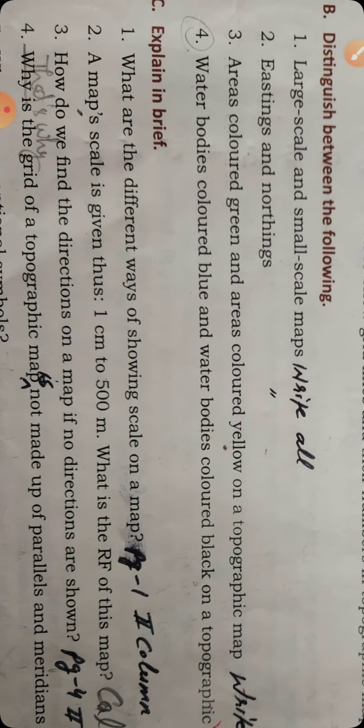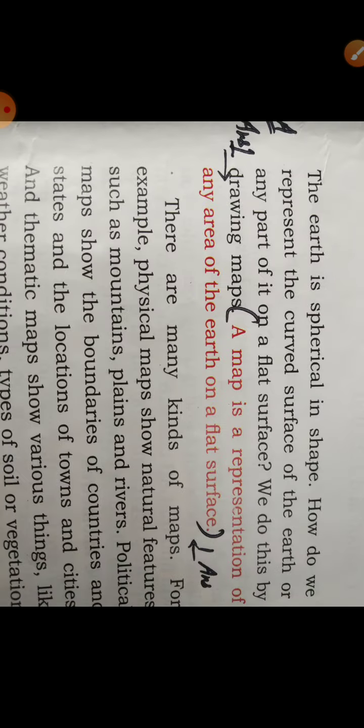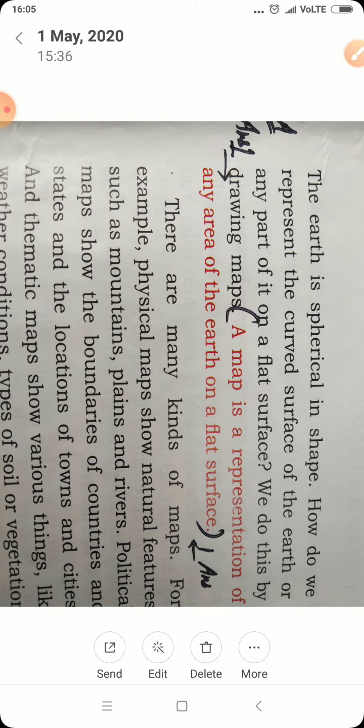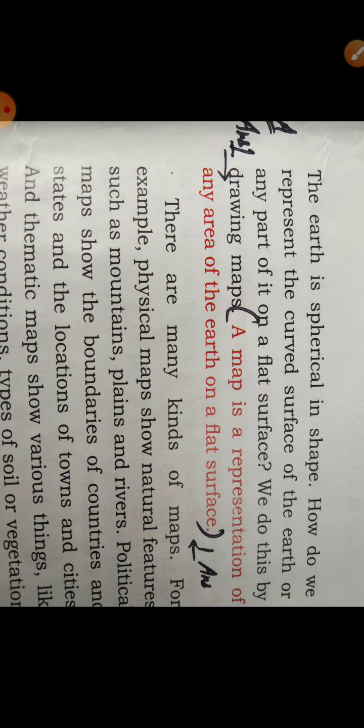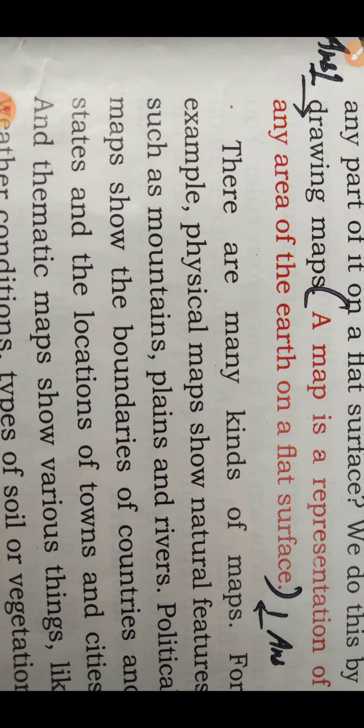First question, what is a map? A map is a representation of any area of the earth on a flat surface. I hope you all can see. A map is a representation of any area of the earth on a flat surface. One line answer, red line is there. Only this much is your answer. Note down the question and then you can note down the answer.